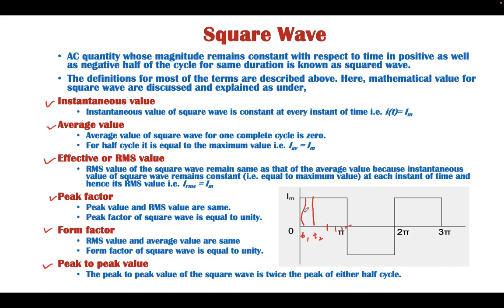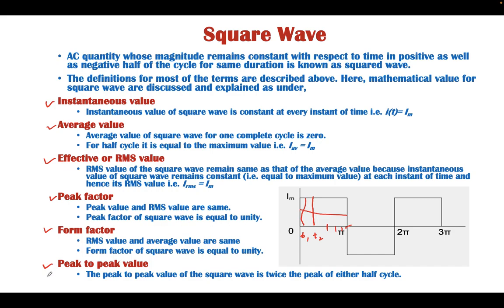Average value: the average of this function over the period, for a half cycle, and similarly for the other half cycle. Effective value or RMS value: the value of this quantity equivalent to DC. Then peak factor is given by peak value over RMS value. Form factor is given by RMS value over average value.